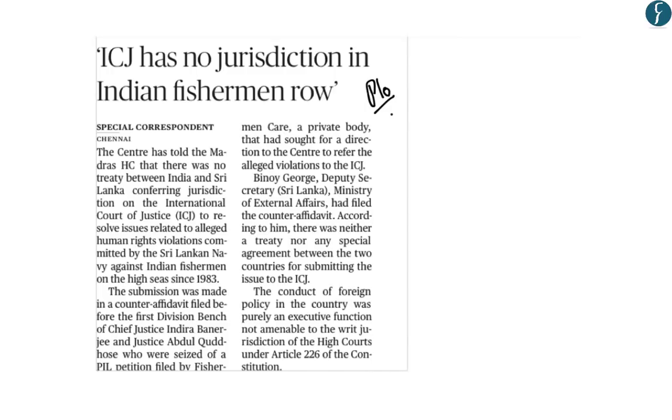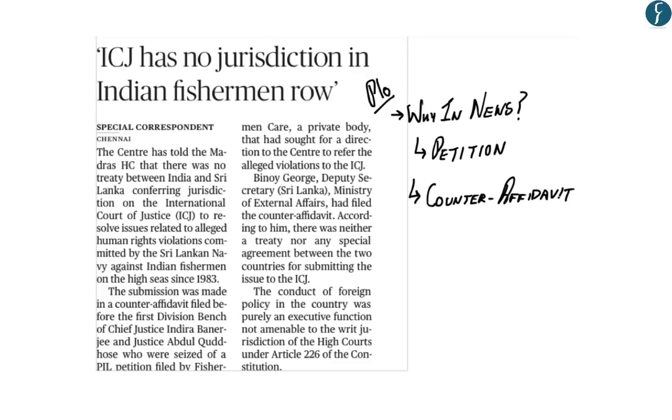Now let us first understand as to why it is in the news. Now recently a petition was filed in the Madras High Court which had asked the court to direct the centre to refer the human rights violations committed by the Sri Lankan Navy against Indian fishermen to the International Court of Justice. Now in the counter affidavit, the centre has told the Madras High Court that there is no treaty between India and Sri Lanka which grants the International Court of Justice jurisdiction in this affair.